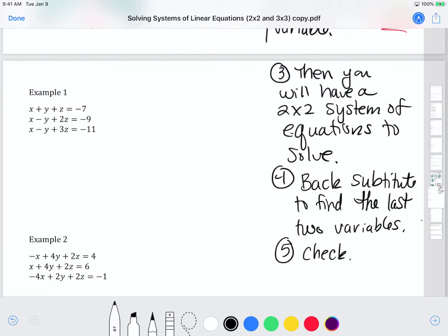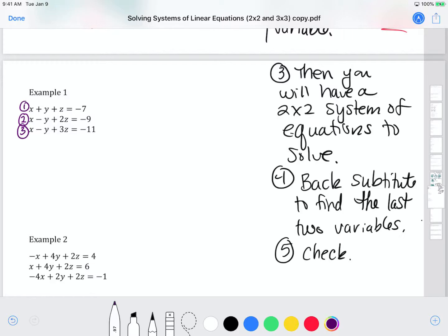Okay, so looking at the first example, I'm going to call this equation 1, equation 2, and equation 3. I can't stress this enough. You want to make sure that you stay organized and neat and write down your steps as you go along, because if you make a mistake, it tends to get very messy to backtrack to find your mistake if you're not organized. It really helps you save time.